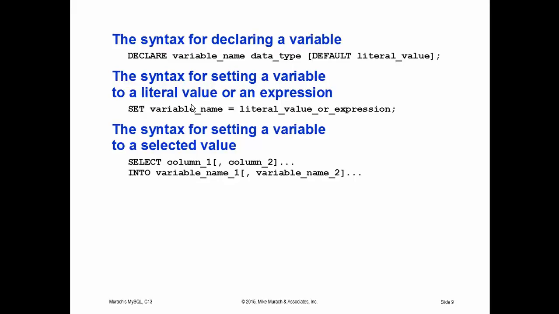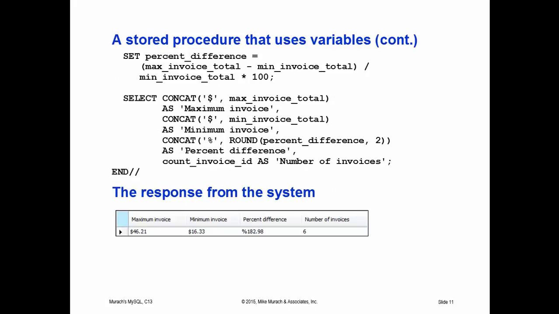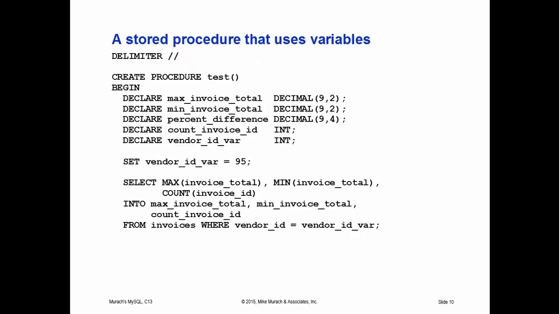The syntax for declaring a variable: declare, followed by the name of the variable, followed by the type of the variable, and we can give it a default if we want to. We can also set a variable. So let's look at this example. Here's an example that uses variables. You'll notice it's on two different pages.